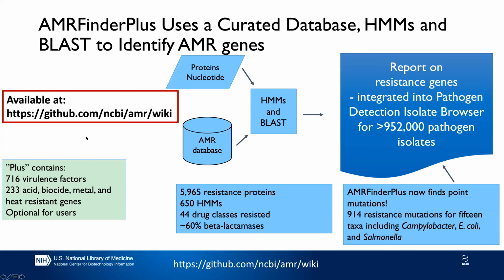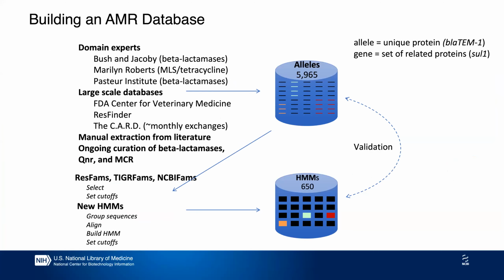The reason we call it AMRFinderPlus is because we've expanded, by request from our agency partners, to look at virulence factors as well as different stress response genes: acid, biocide, metal resistance, and heat resistance genes. They're partly interested in, well, if I'm using a biocide in my meatpacking plant, am I also seeing selection for resistance genes? This is an optional feature. Our database has almost 6,000 resistance proteins, and we have close to 1,000 resistance mutations in 15 taxa at this point.